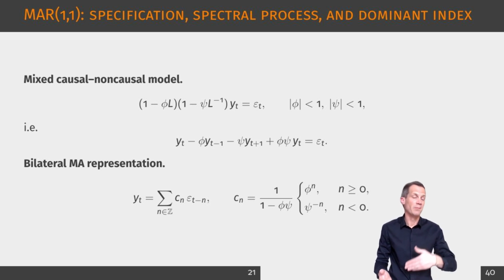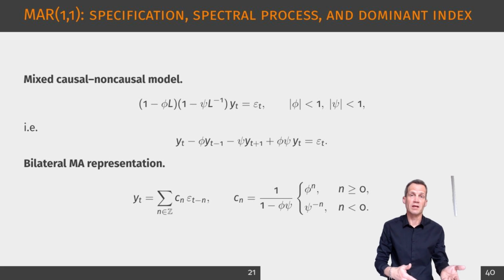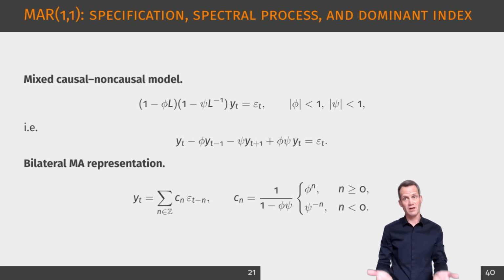The slide provides the bilateral moving average coefficients in closed form. On the non-negative side they decay like powers of phi, and on the negative side they decay like powers of psi, up to a common scaling factor. This is extremely convenient for EVT because epicenter probabilities and spectral shapes become explicit.